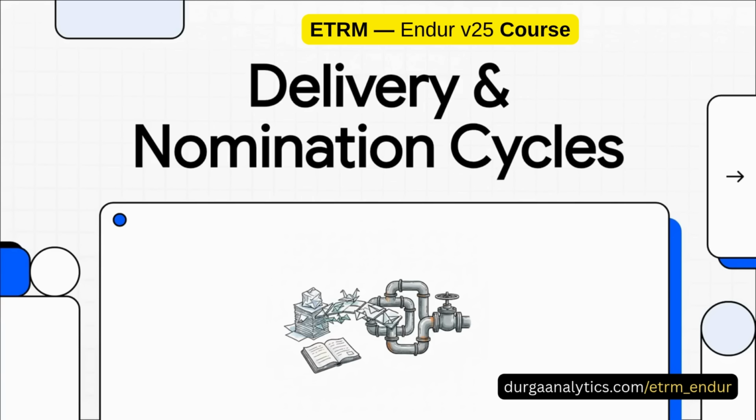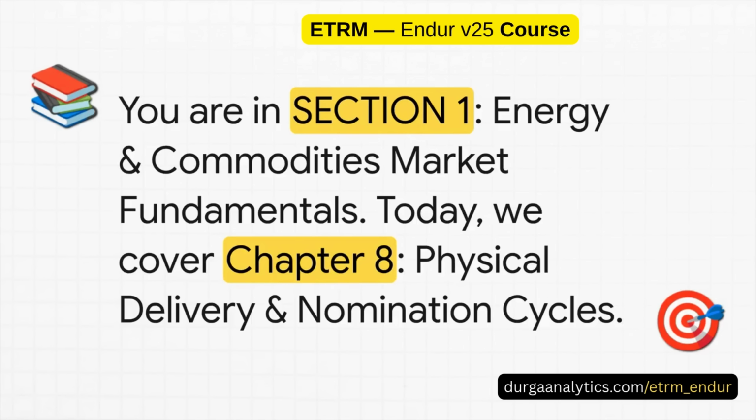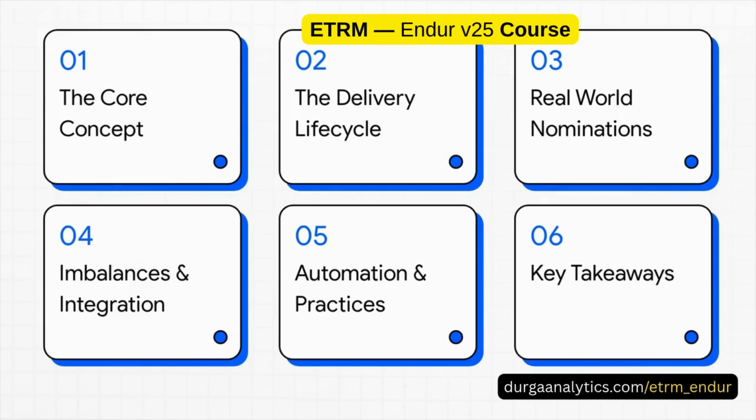Today, we're really getting into the operational heart of energy trading, physical delivery, and the nomination cycles that make it all happen. All right, just to get our bearings, remember we're in Section 1 of our Endur Mastery Program, laying down the market fundamentals. And this is Chapter 8. Now this chapter, it's a big one. It's the critical link, the bridge that connects a trade on a screen to the actual physical movement of a commodity.